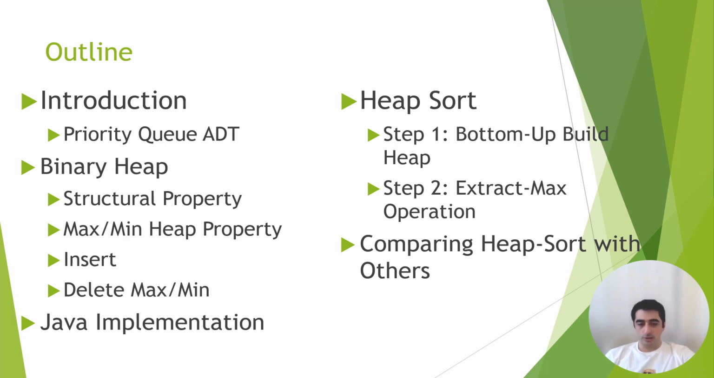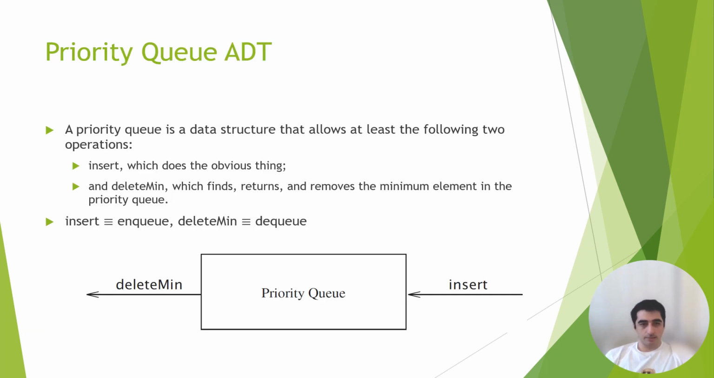on a binary heap. Then I'll show you the Java implementation of a binary heap. Then after that, I'll explain how heap sort can be implemented using a binary heap. And finally, I'm going to compare heap sort with other sorts. Let's begin by introducing what a priority queue is.